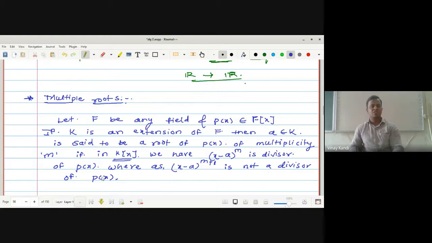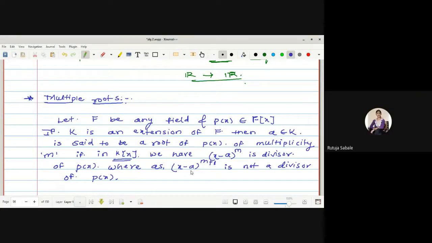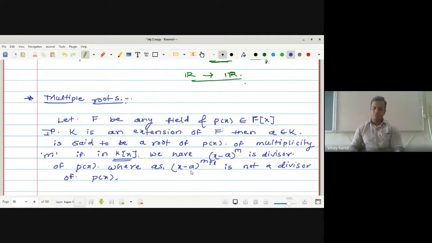Any doubt in the definition of multiple roots? What happens if x minus a raised to m plus 1 is a divisor of P of x? The multiplicity would be m plus 1. Hence, x minus a raised to m plus 1 is not a divisor of P of x.